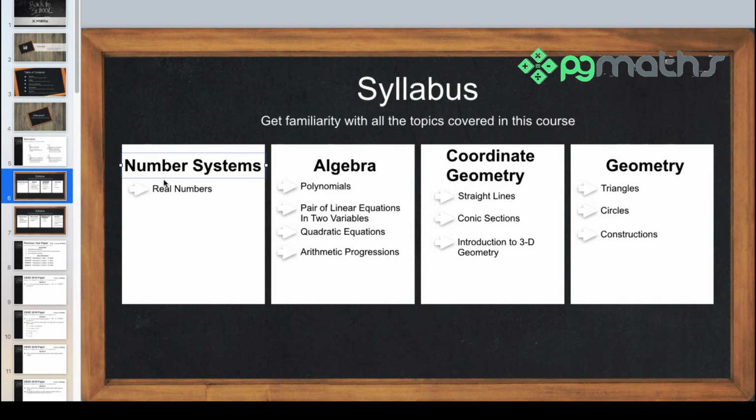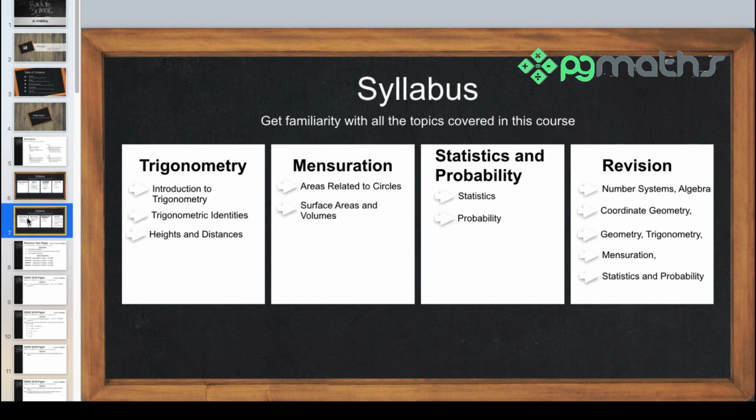So number systems has only one chapter, real numbers. Algebra has 4 chapters: polynomials, pair of linear equations in 2 variables, quadratic equations, and arithmetic progressions. Coordinate geometry has 3 chapters: straight lines, conic sections, introduction to 3D geometry. And then geometry has 3 chapters again: triangles, circles, and constructions.